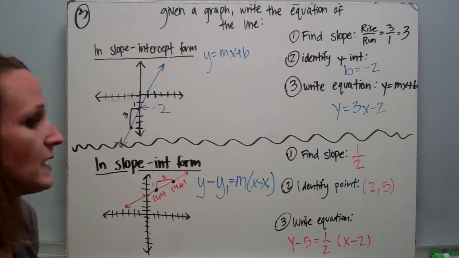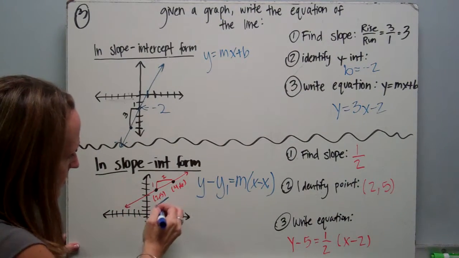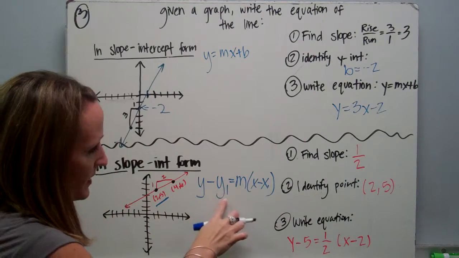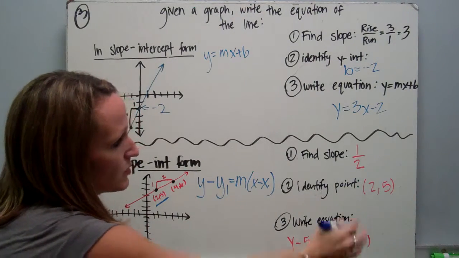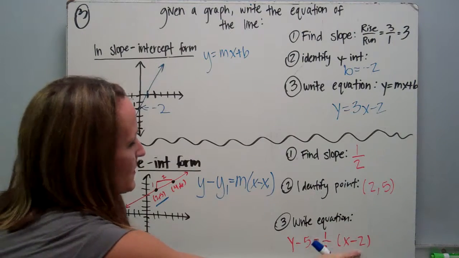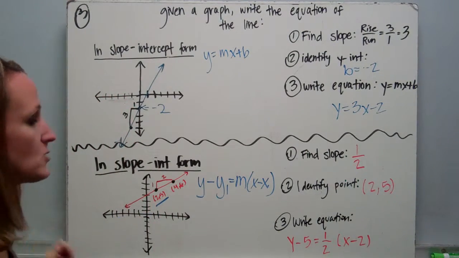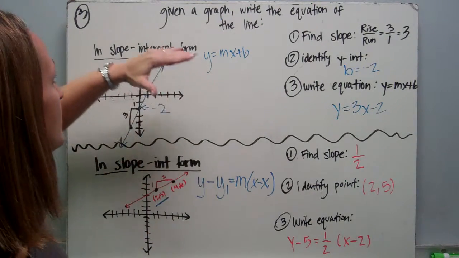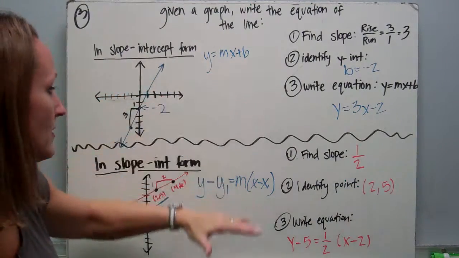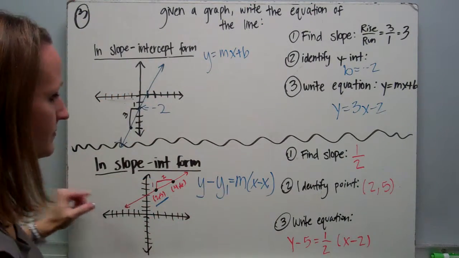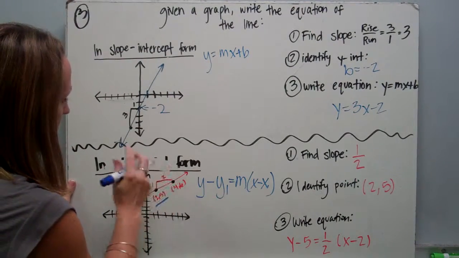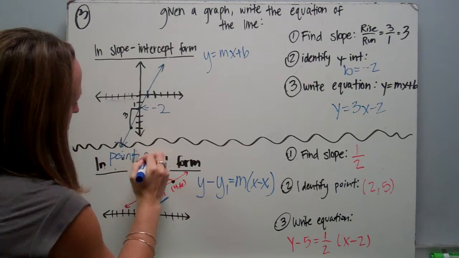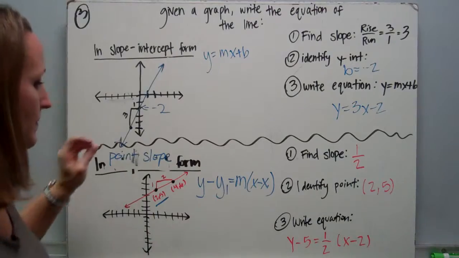Okay, so we can pick either point. I'm going to choose this one. So my final equation would be y minus 5, because y minus y1, equals 1/2, which was my slope, times x minus 2, because that was the x-coordinate of the point that I chose. So from just reading the graph, I'm able to write both an equation in slope-intercept form and in point-slope form. This should be point-slope form.